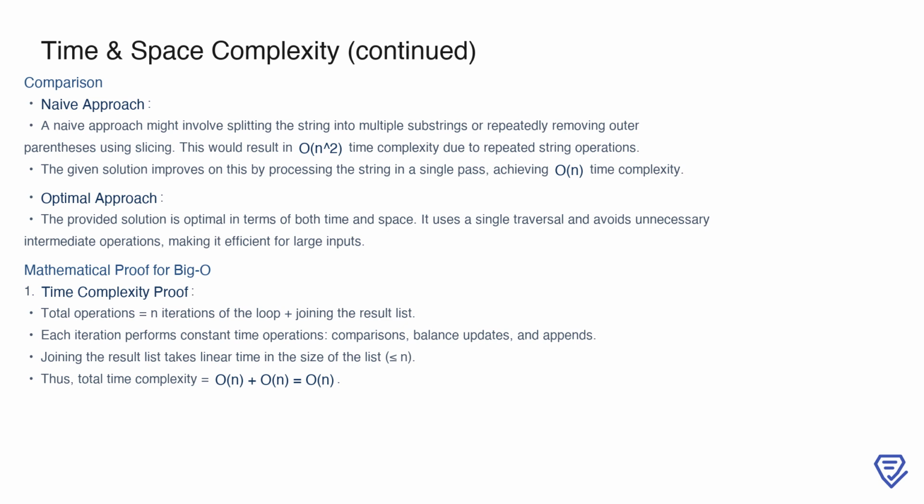Mathematically, the time complexity can be validated by noting that the algorithm performs n iterations of the loop, where each iteration consists of constant time operations such as comparisons and updates. The final join operation takes linear time relative to the size of the result list, which is at most n. Adding these together confirms the total time complexity is O(n).